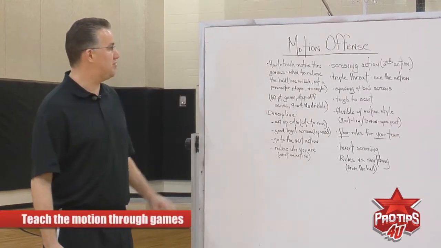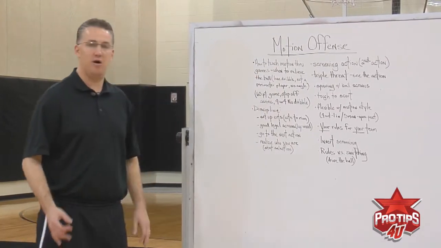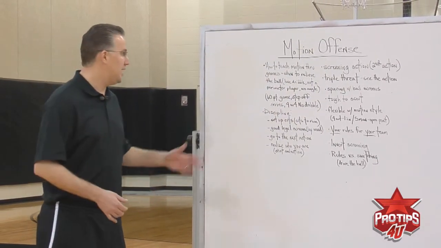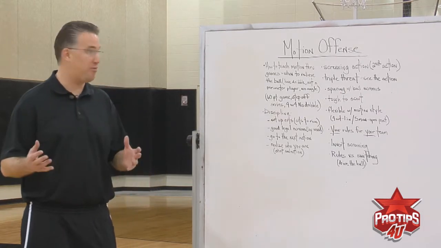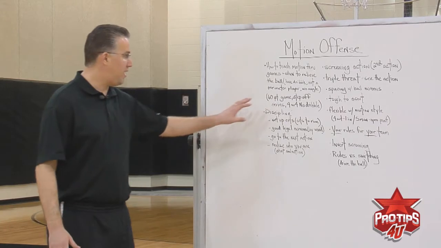How to teach the motion through games, little competitive games: when to relieve the basketball, when somebody loses their dribble, when someone has the ball, like I mentioned, that's not a perimeter player, when you don't have an angle for some different things. We play 3 different games.